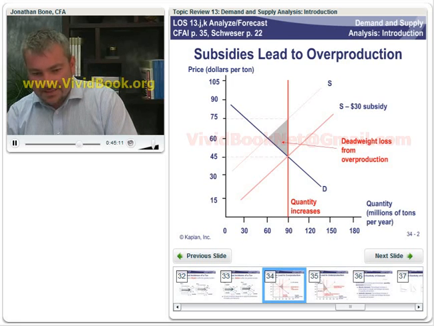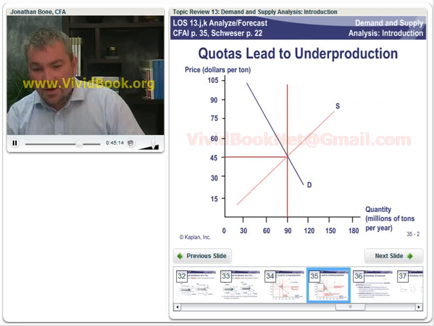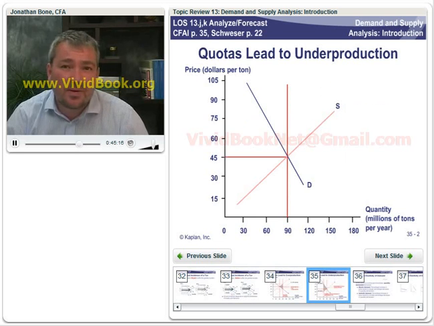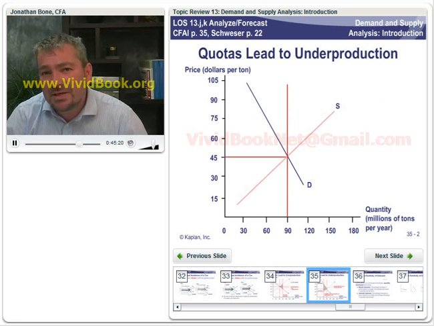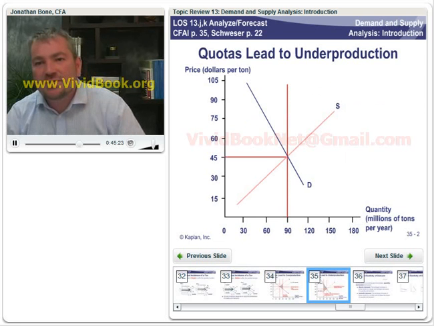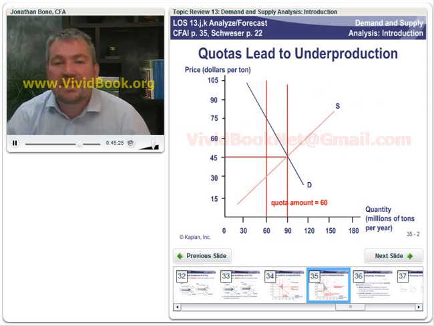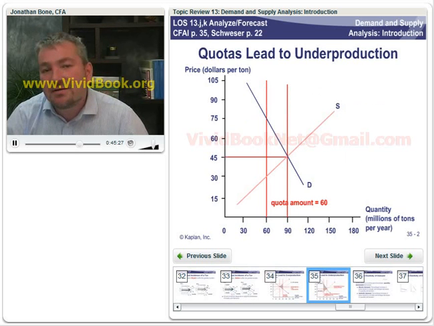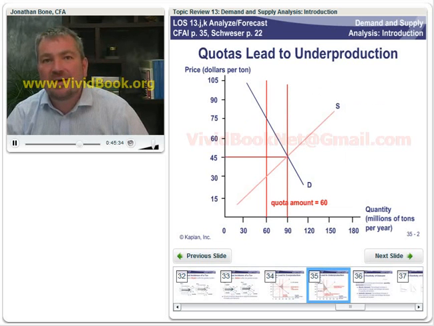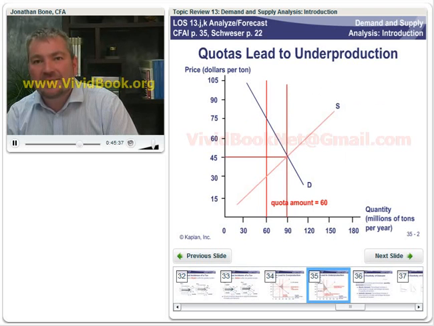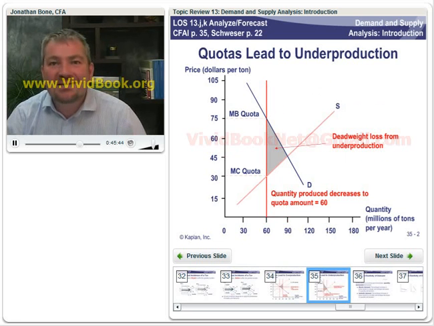Now that subsidy is leading to overproduction, so quotas, physical restrictions on output, must lead to underproduction. So again, we're starting off with an equilibrium quantity of 90. Let's just imagine there is a restriction on output of 60. Now that restriction on output is going to force prices up. Notice we're away from the equilibrium level, so quantity demanded is going to be greater than quantity supplied. And as a result, we get, there we go, a deadweight loss.